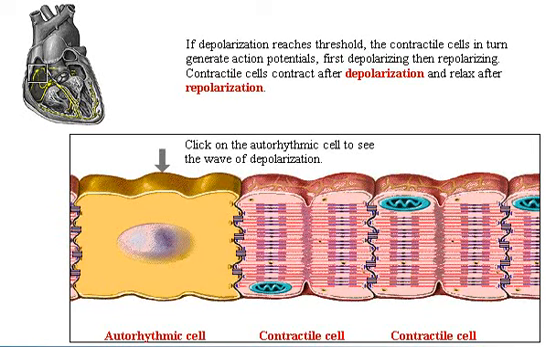After depolarization, the cardiac myofibrils in contractile cells slide over each other, resulting in muscle contraction. After repolarization, these cells relax. Click the autorhythmic cell to see the spread of depolarization and its effect on contractile cells.